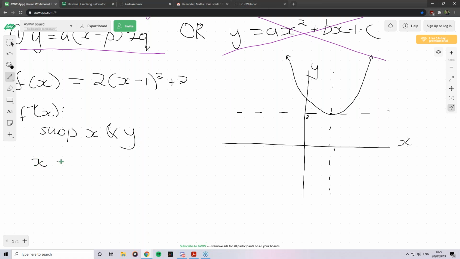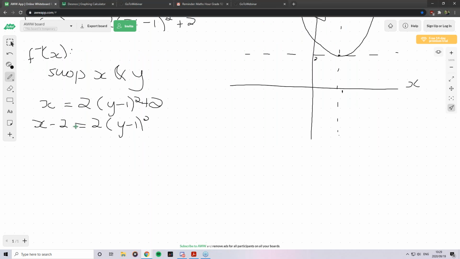So this becomes x is equal to 2 times y minus 1 squared, plus 2. Now, we can do a bit of algebra here, and we can say x minus 2 is equal to 2 times y minus 1 squared. All I did was subtract 2 from both sides. Now, this becomes x minus 2 over 2 is equal to y minus 1 squared. All I did, again, was divide by the 2 on both sides.